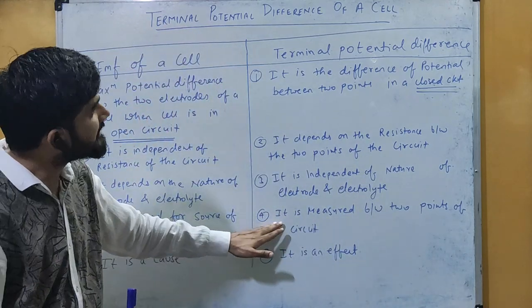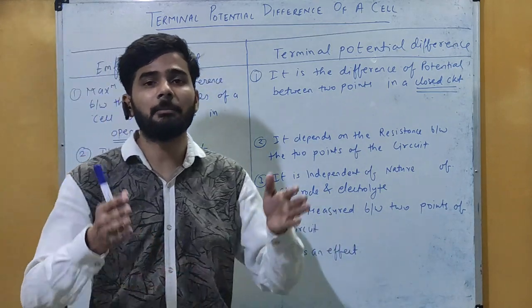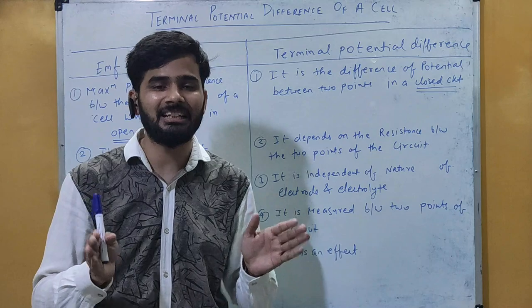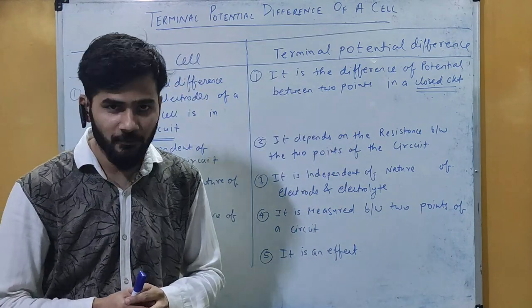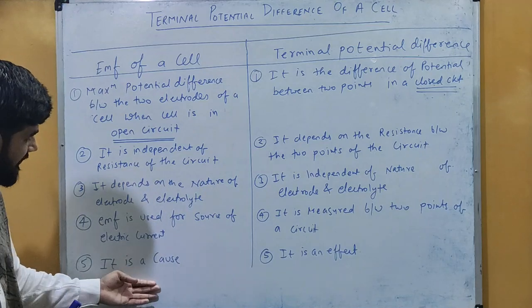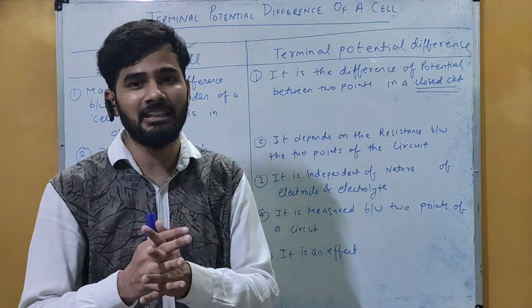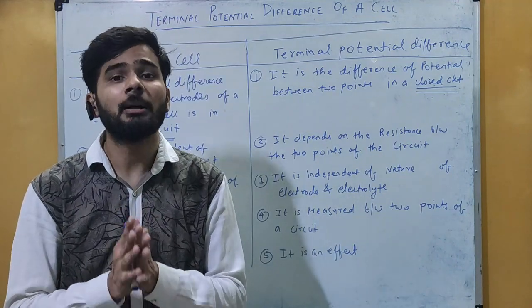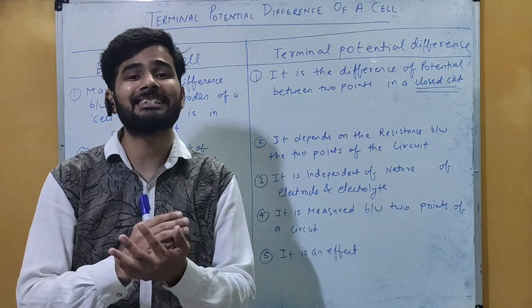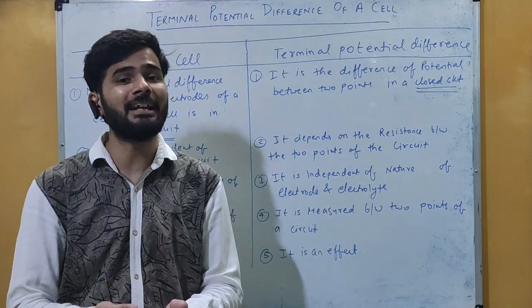Okay, and terminal potential difference is measured between two points of a circuit. If we want to find the potential difference between any two points inside the circuit, then that is the terminal potential difference. Okay, and here we have the last point, that is cause and effect. Whenever we require current in a circuit, in that case we use a cell. So we can say that the cell is a source that can provide us current or provide potential difference.